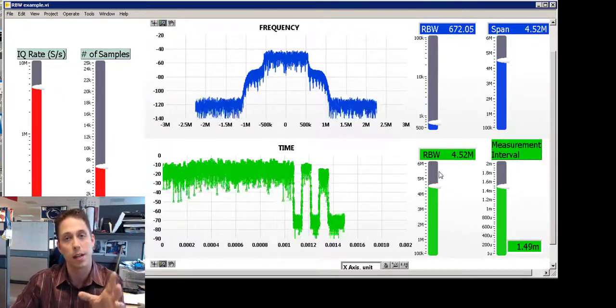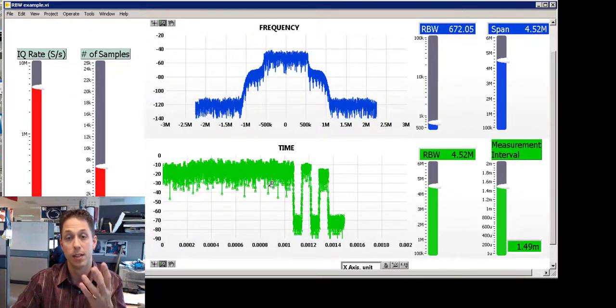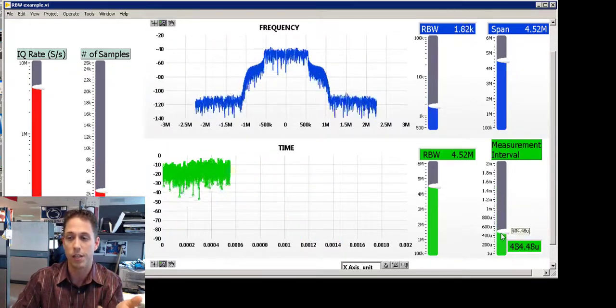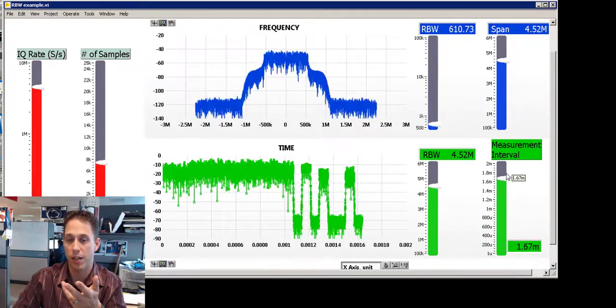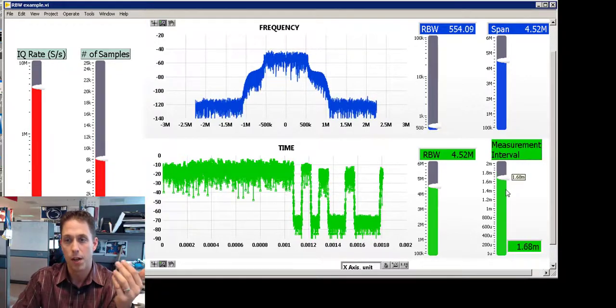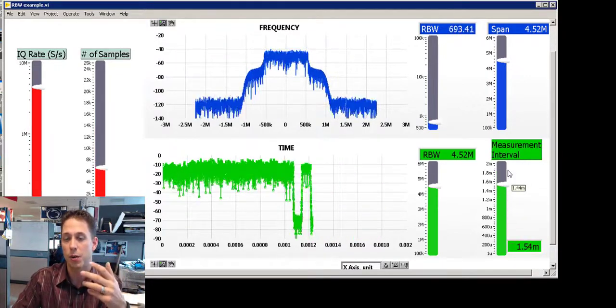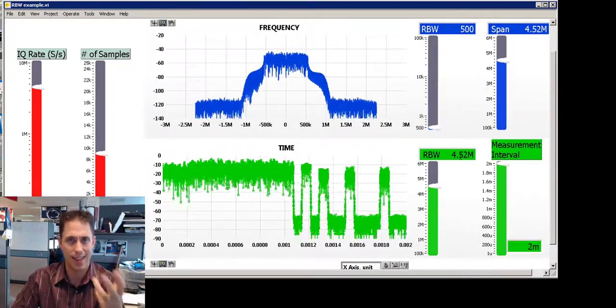And so as I'm looking at it, if we just look at the time domain itself, as we raise and lower the measurement interval, you'll see very clearly it is a direct linkage to the number of samples that we have on the left and the measurement interval that we have over here. It's a very simple equation. However, when we change that resolution bandwidth, what is that thing?